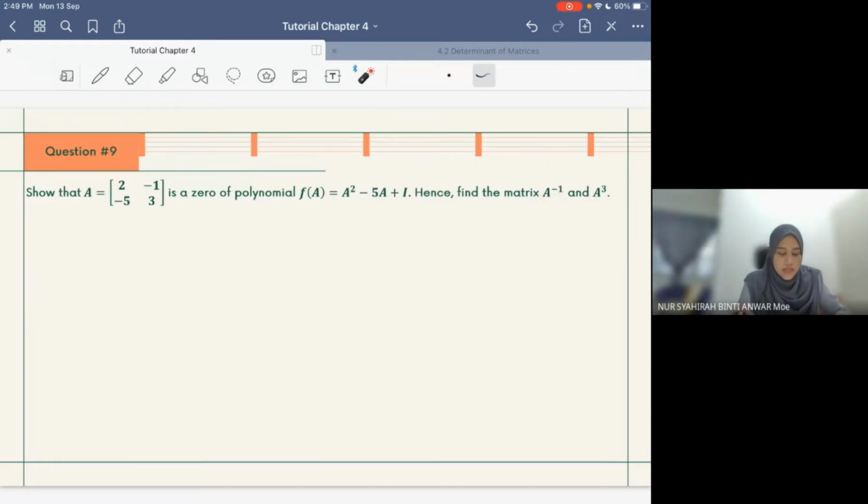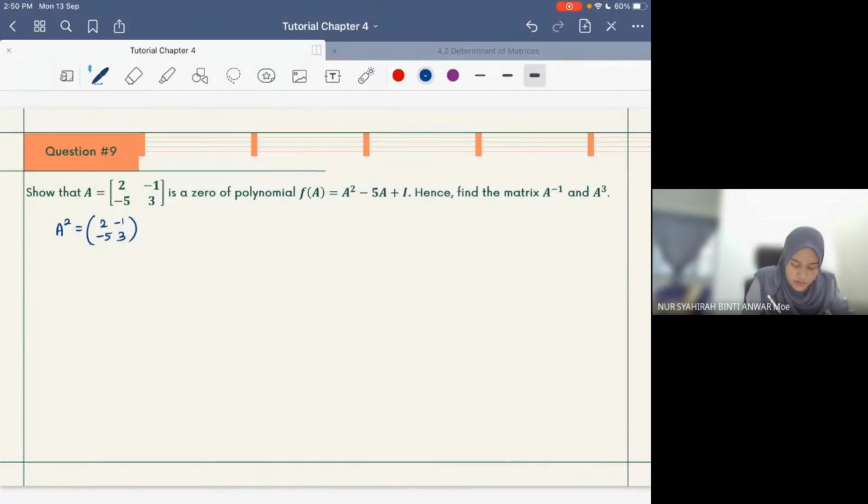Okay. So kita first kali nak masukkan dalam A square kan. So kena cari dululah A square apa. So A square equals to 2 negative 1 negative 5 3.